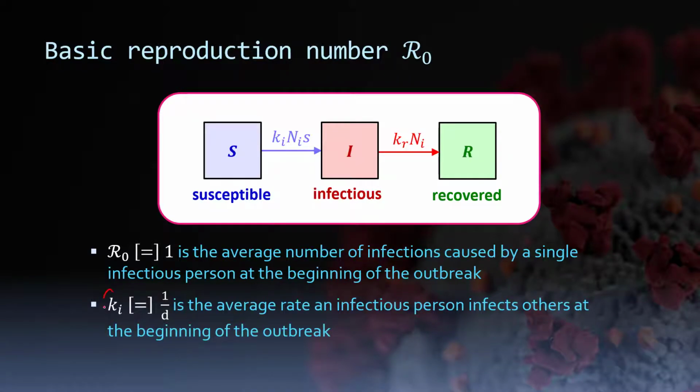Ki, which we've talked about a lot, is the infection rate constant, which has units of per day. And it tells you the average rate that an infectious person, which we are thinking about for R naught, infects others at the beginning of the outbreak, right? When the population is basically completely susceptible. And then the last concept that we want to talk about is tau I, which is the mean infectious time. And that's the average time that an infectious person is infectious.